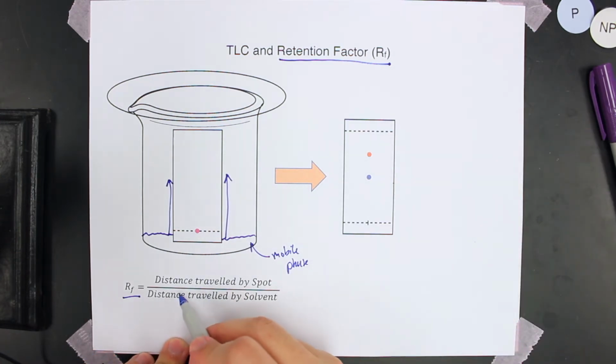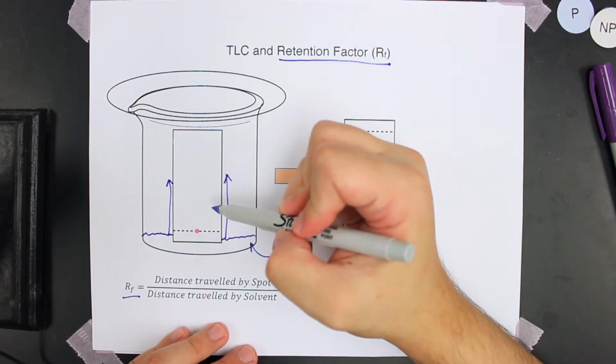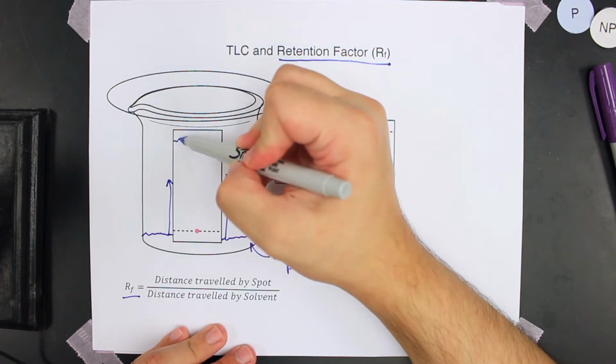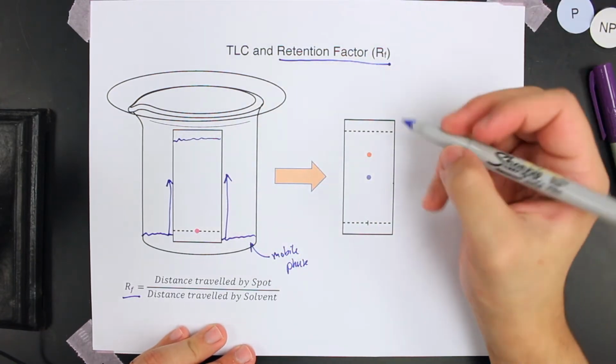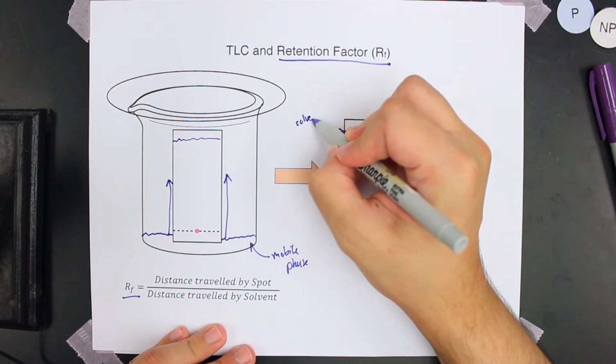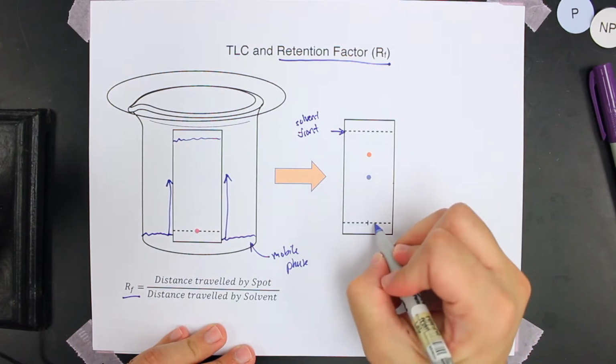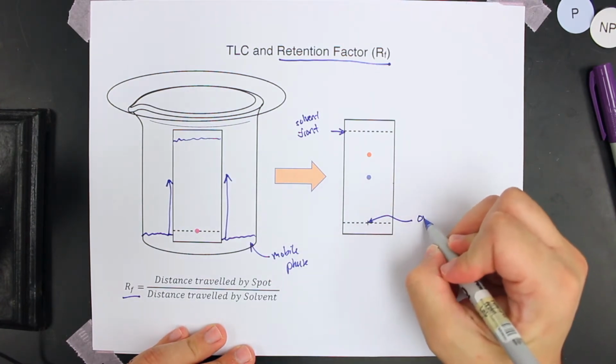And the equation is the distance traveled by the spot divided by the distance traveled by the solvent. So eventually, once the solvent makes it all the way up to the top of the plate, you'll mark it with a pencil, and this is what this line symbolizes right here. So this is the solvent front. Okay, and then we have this starting point here, and by the way, the starting point on the TLC plate is referred to as the origin.